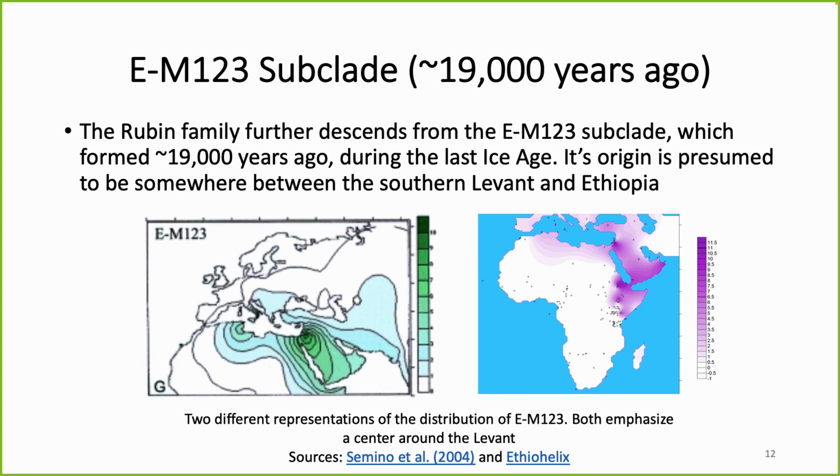You also see a southern branch all the way down the Red Sea. What's believed is that somewhere between the southern Levant and Ethiopia is where EM123, that first mutation, arose during the last ice age. That's where our ancestors were living, either in the Levant or as far south as Ethiopia.